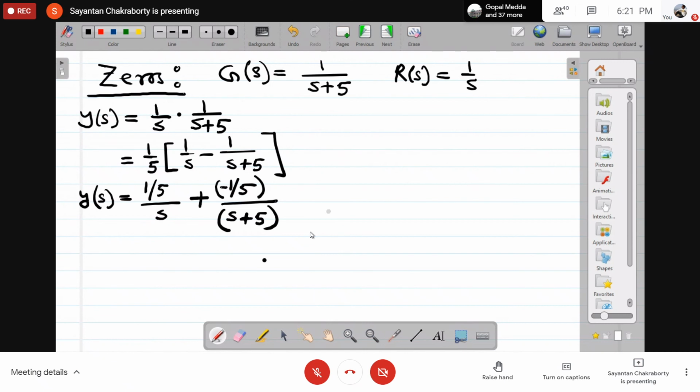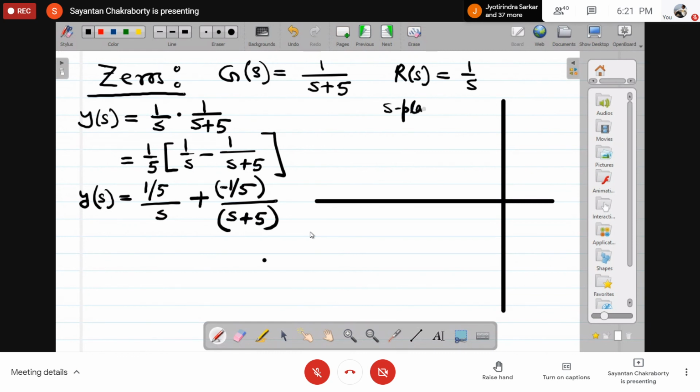Now, if I draw the corresponding s plane, with real part and imaginary part, there is a pole at the origin. This is called the input pole, and we have a pole here that is at minus 5. That's called the system pole.